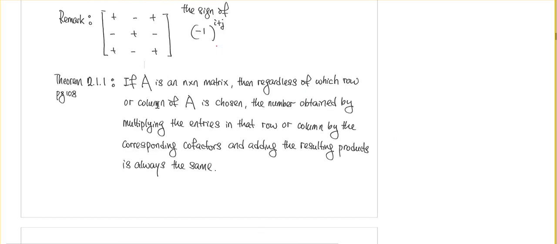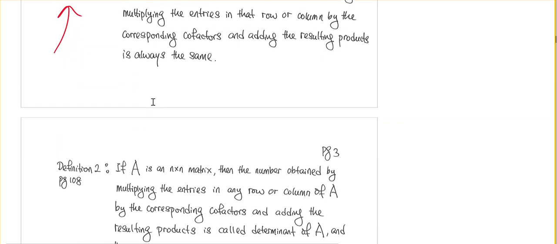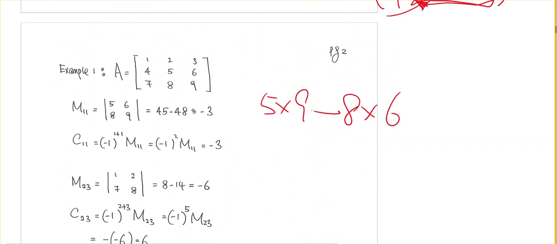Now, let's look at theorem 2.1.1, which says that if you have a matrix A, n by n, obviously because it has to be square, then regardless of which row or which column is chosen, the number obtained by multiplying the entries of the row or the column by the corresponding cofactors and adding the resulting products is always the same. So what it says is that once you define minor and cofactor, and then you do this, for example, let's look at this number here.